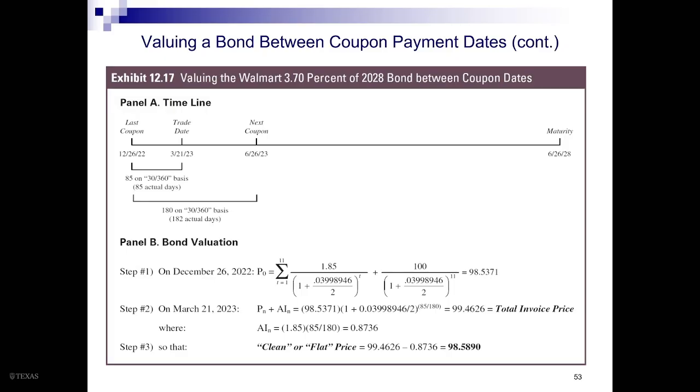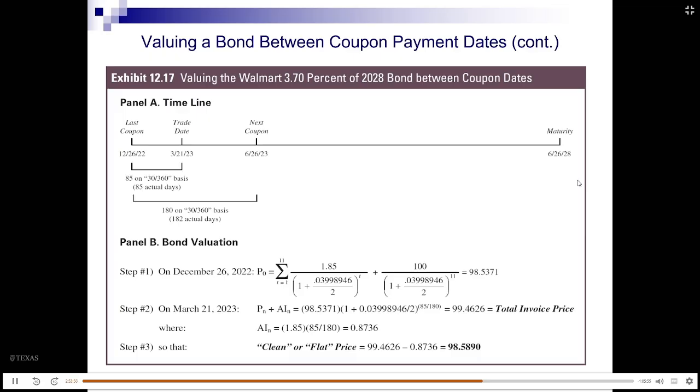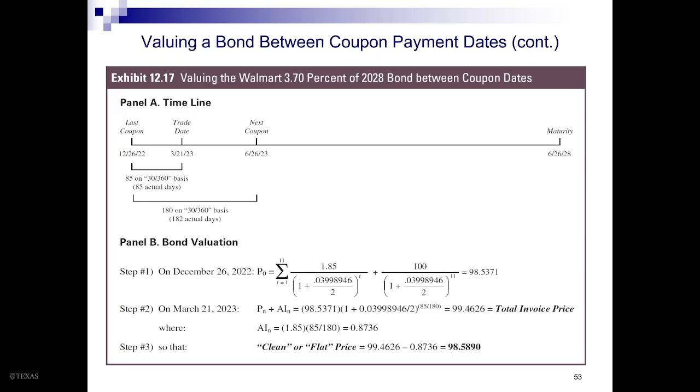In December of 2022, the bond matures in June of 28, so that would be 11 periods where we get half of 370 every period, and then one time, 11.5 years from now, we get our money back. So that would be 98.5371. That's an imaginary price. It isn't what the bond was actually worth back in December, because it's using today's market conditions.